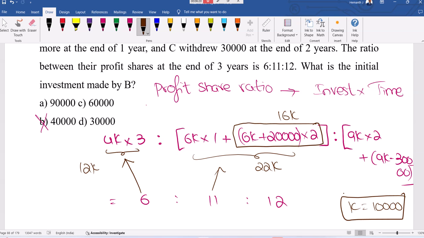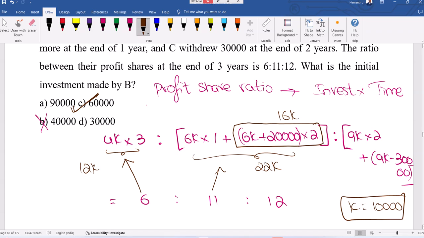When K is 10,000, B is nothing but 6K, 60,000 is the answer. B initial investment is 6K, so the answer is 60,000. Here 6 represents 12K, then 11 should represent 22K. This entire should be equal to 22. Here 6 gone. This entire should be equal to 16K, and divided by 2, 8K. 6K plus 20,000 is 8K. 2K equals 20,000. K equals 10,000. You got the K value. Then calculate B investment.